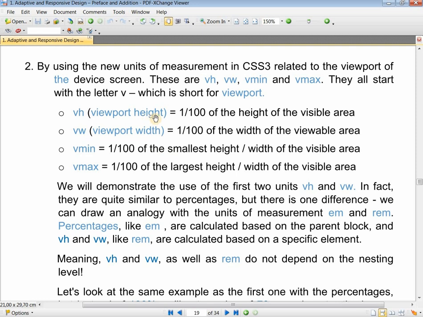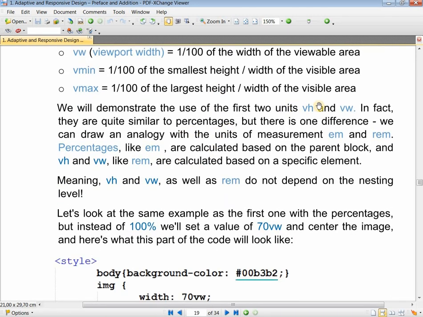Here's what they mean. vw is 1/100th of the width of the visible area, and vh is 1/100th of the height of the visible area. Vmin is 1/100th of the smaller dimension, and vmax is of the larger one. I'll demonstrate the use of the first two units, which are the most commonly used ones.